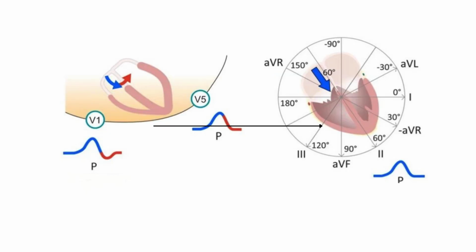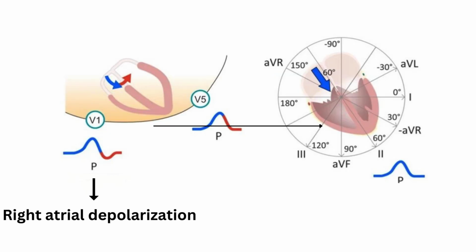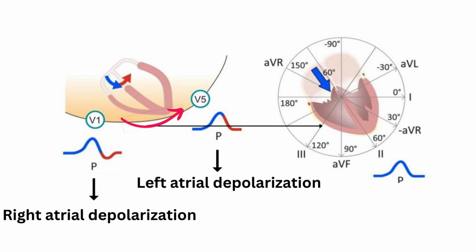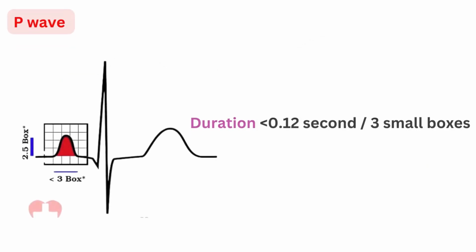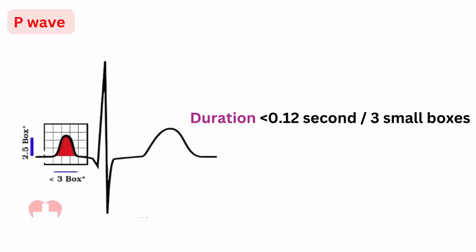The first positive half represents the right atrial activation as the electrical impulse comes towards the lead V1 in the right atrium, and the second negative half represents the left atrial activation as the electrical current goes away from the lead V1 in the left atrium. Therefore, it is negative.